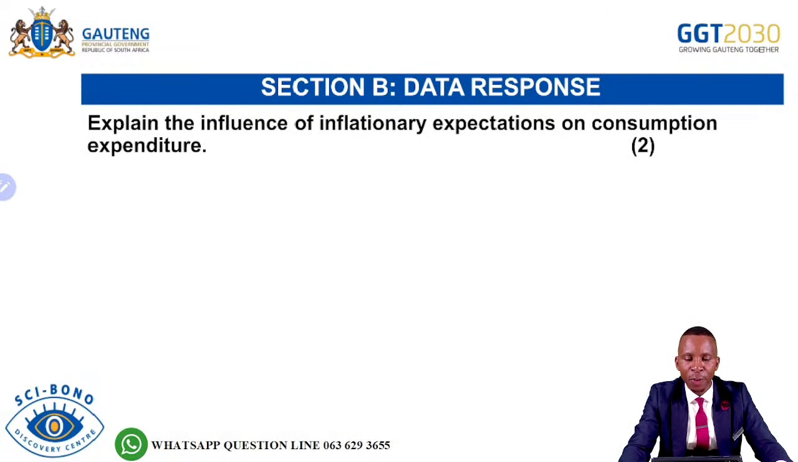Explain the influence of inflated expectations on consumer expenditure. We know that if we as consumers know that there will be inflation in a few months, what do we do? We don't save money now. Instead, we spend money, we buy most of the goods and services now to avoid spending our money when it has lost its buying power.